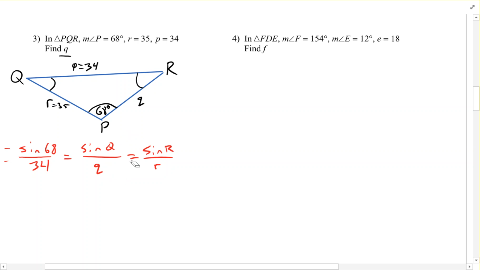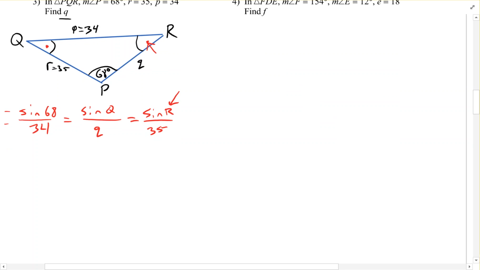Okay, so we're looking for sine Q, and there could be two answers here because we're looking for an angle. We'll check it out. Oh, and I shouldn't have had lowercase r. It should have been 35 here. So now, how can we find Q? Well, we can figure out R first, because if we know R, just like in the last question, then we can figure out Q. If we know two angles, you can figure out the third by going 180 minus those two. So let's figure out what R is.